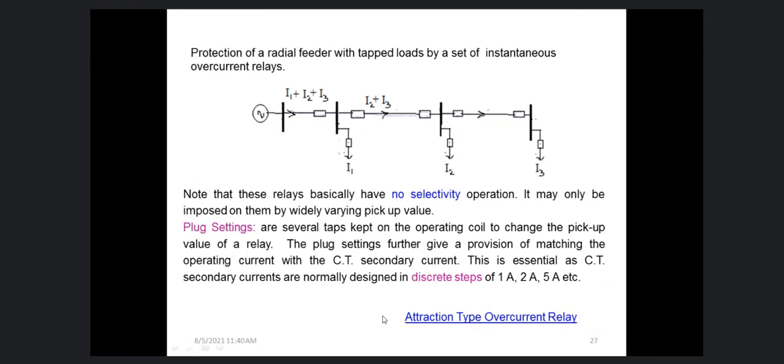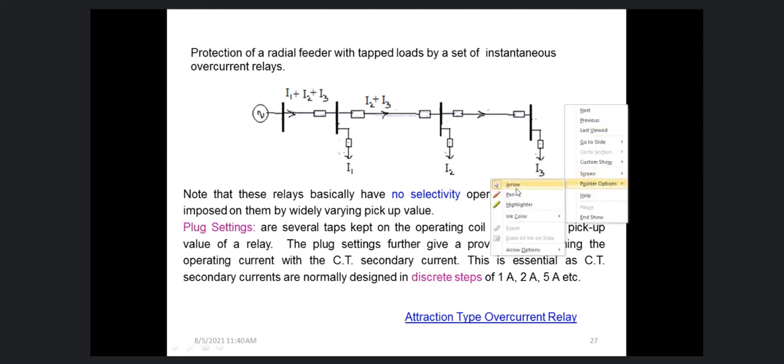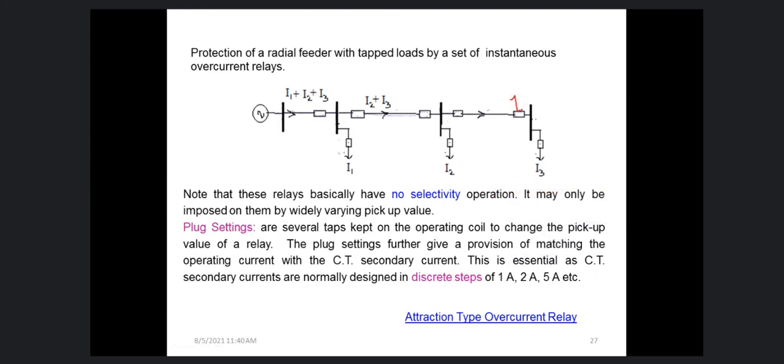Now, for attraction type overcurrent relay, the relay is instantaneous in nature. Now you see, this is the circuit. This is a single line feeder, say radial feeder. So you see, there are relays here, here, here. Now if you set the relay here, say this relay I name as 1 at this end, then for 1, say I1, I2, I3 are fault currents, not the normal current. Then the relay is set to operate at I3, all the relays.